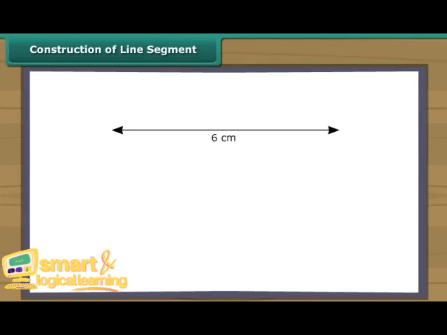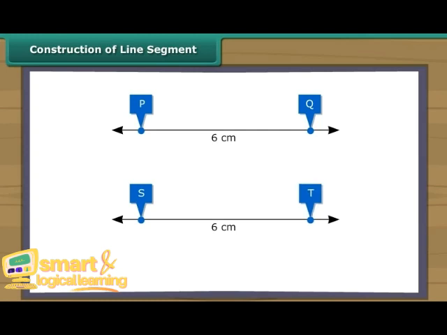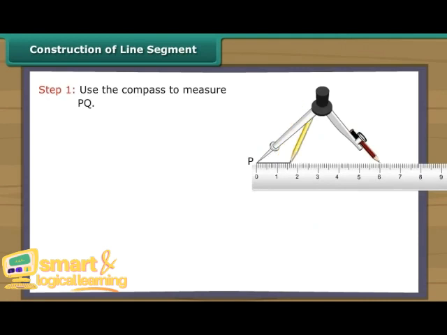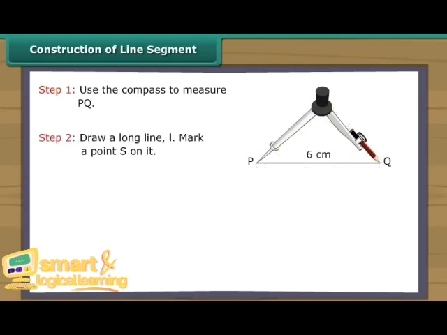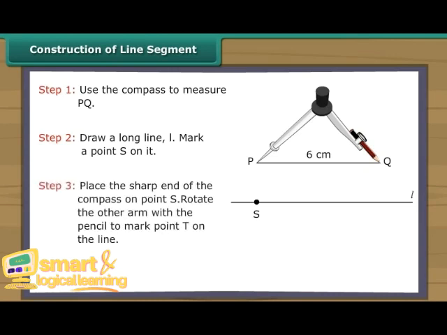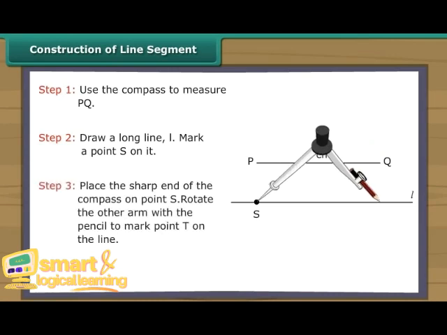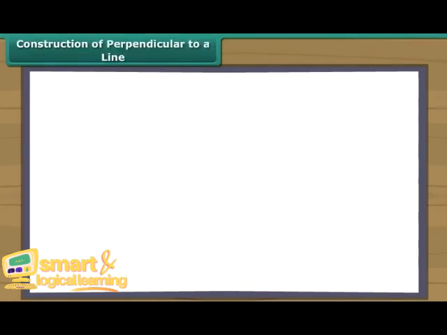Suppose a 6 centimeter long line segment PQ is given. We want to create another line segment ST of the same measurement. How do we do it without using a ruler? Use the compass to measure PQ. Draw a long line L. Mark a point S on it. Place the sharp end of the compass on point S. Rotate the other arm with the pencil to mark point T on the same line. We have a line segment ST which is a copy of the line segment PQ.